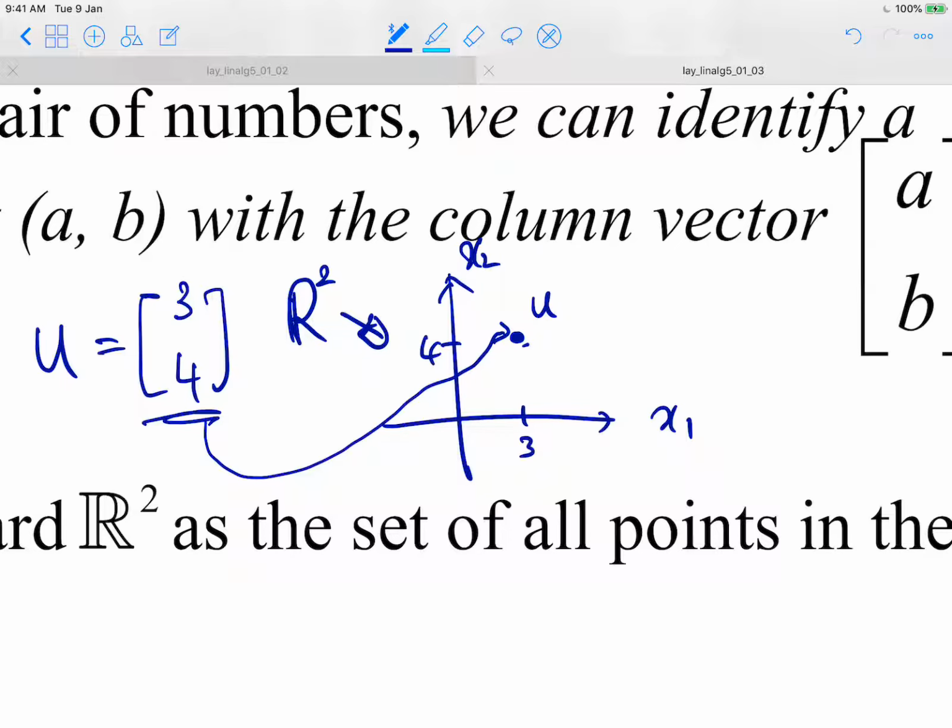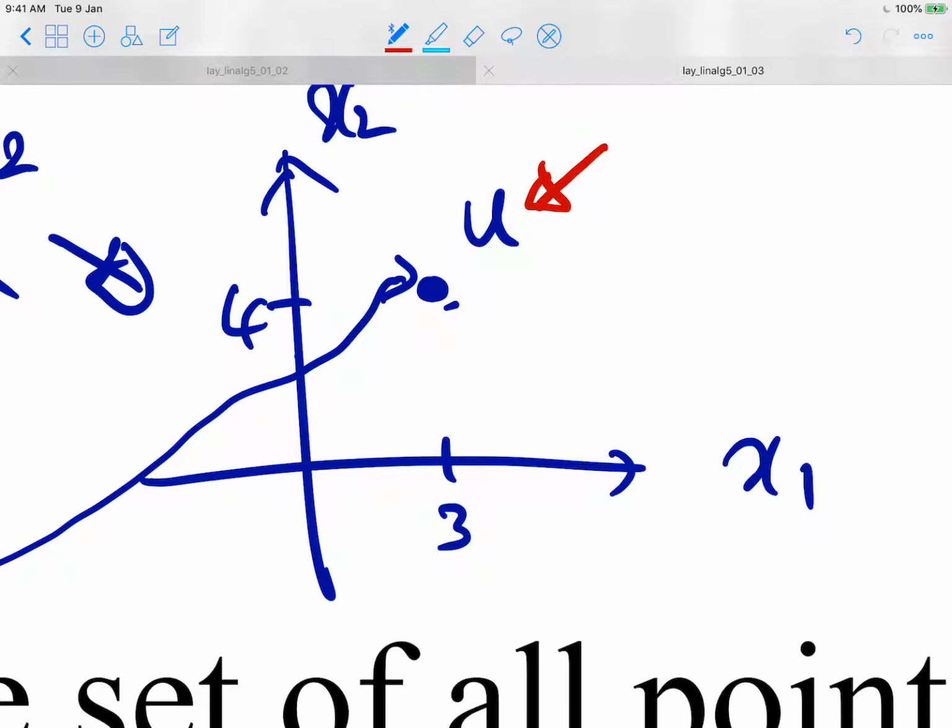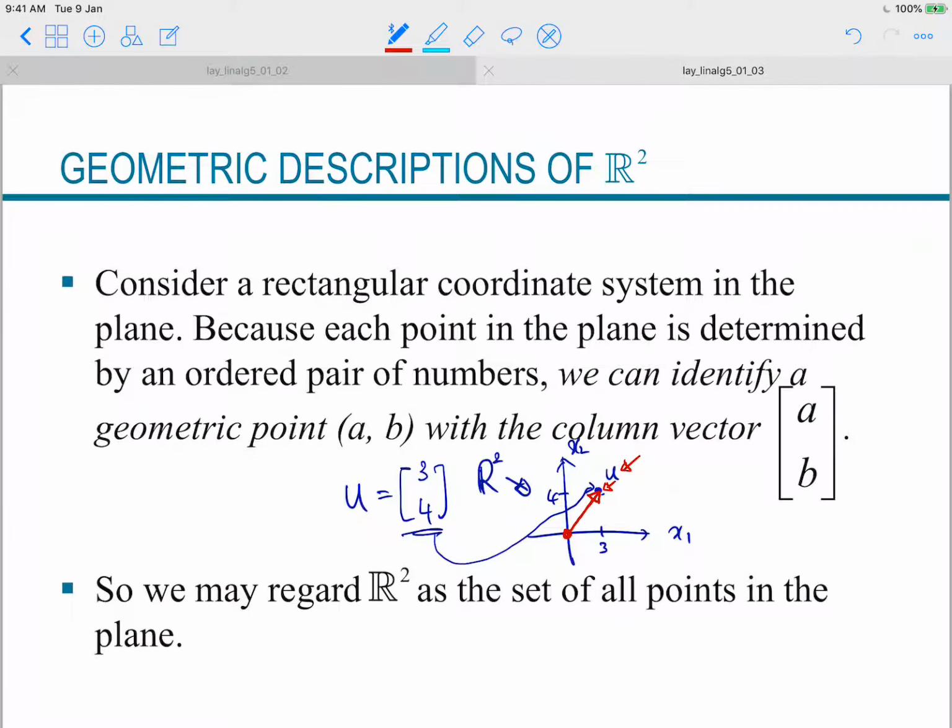And this vector corresponds to a particular point, but we can also think of this vector as a line segment that has a particular direction, right? This line segment always starts from the origin, over here, and then this is the other end point of our line segment, right?